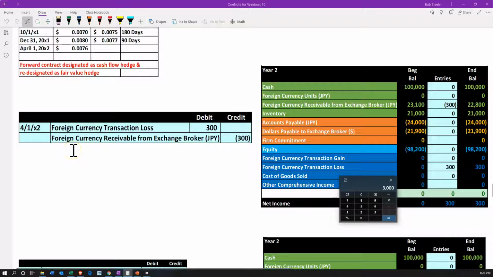Okay, so going down, now we're at 4-1. We're going to be in the next year. This is the point we've been waiting for. We've been looking forward to this the whole time. So now it's 4-1, and that's when we actually pay off the payable, and the forward contract is going to be ending at that point in time.